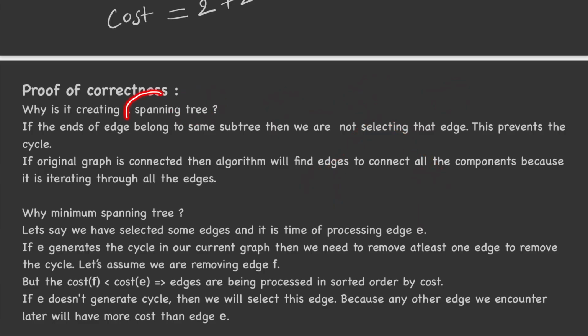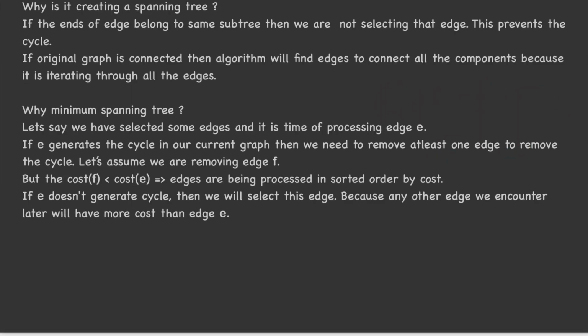Rather, I would call we will end up having a spanning tree which will connect all the vertices and there will not be any particular cycle in it. Now we have understood that it will create a spanning tree. But we need to understand why will it always create a minimum spanning tree. So let's try to understand this by an example.